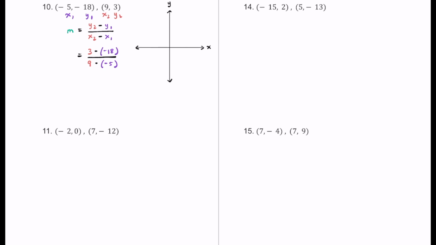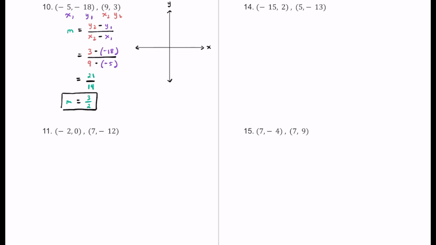In the numerator, 3 take away negative 18 is just 3 plus 18, and that's going to be positive 21. And in the denominator, 9 take away negative 5 is 9 plus 5, and that's going to be 14. The GCF here is going to be 7, so we can divide them both by 7. If we do so, we're going to get 3 over 2, and that's going to be the slope of the line that goes through these 2 points.